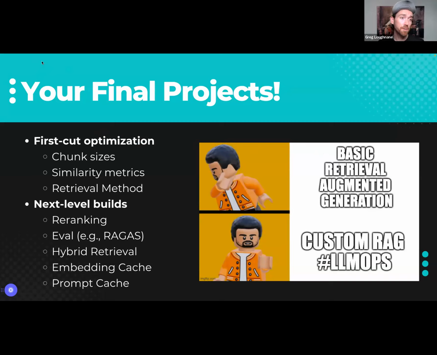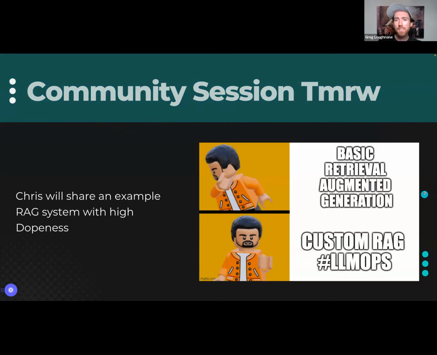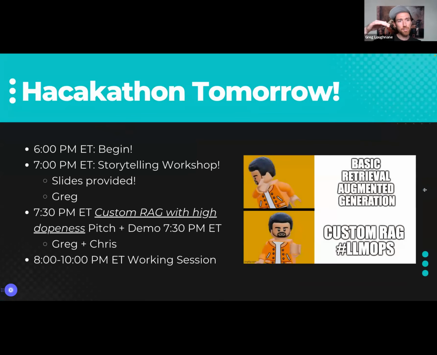And we should. What we're going to do tomorrow is a community session where Chris was going to show an example of a RAG system with high dopeness, perhaps even high litness as well. But we thought about it and we were like, well, hold on. If everybody's going to be working hard this week, we should be working hard too. So instead, we're going to extend our community session all the way back to 6 p.m. Eastern. And I'm going to open it up to talk to you about what your project idea is.